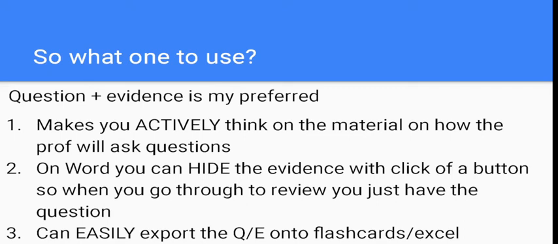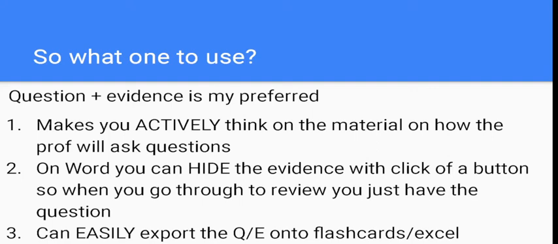But anyways, on Word, you can actually hide the answers with the click of a button. So if you make it into a title, and under the title you put words, if you click the little button next to the title, you can actually hide what's under the title, which is pretty cool in Word. Because a lot of people use Word, I figured out how to add that in there. But if you do use this method, you can easily export it onto flashcards or into Excel.